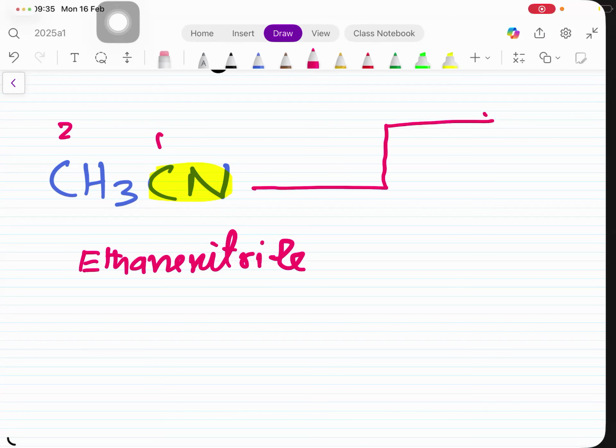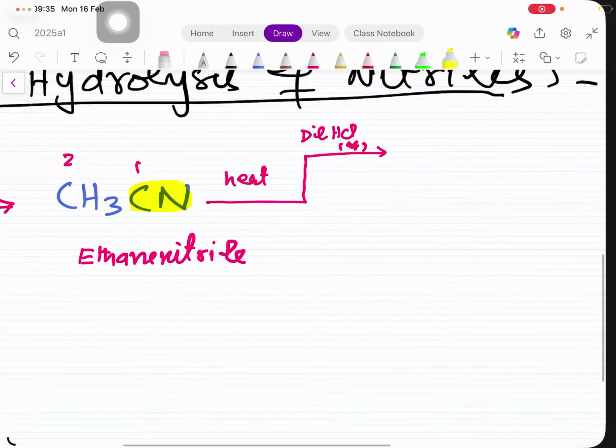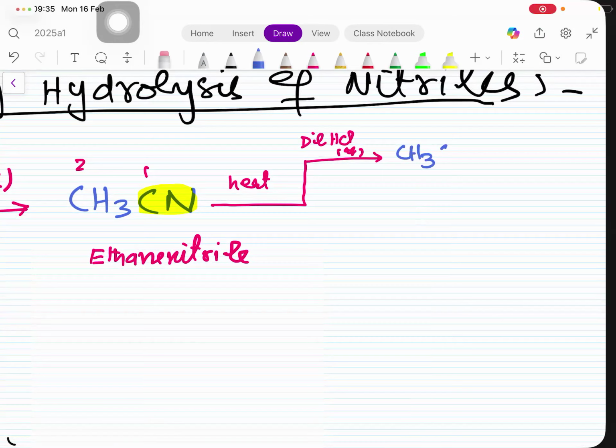In the presence of, for example, I heat it and with dilute HCl aqueous, I'm in acid. This CN, it becomes COOH. The CN becomes what? COOH. So CH3 ऐसे ही रहेगा, CN will become COOH. Along with the nitrogen forms ammonium ion, and as this acid is hydrochloric acid, so ammonium chloride is the salt that is formed. Okay, so what I'm trying to say is nitrile hydrolysis with acid gives carboxylic acid, right?